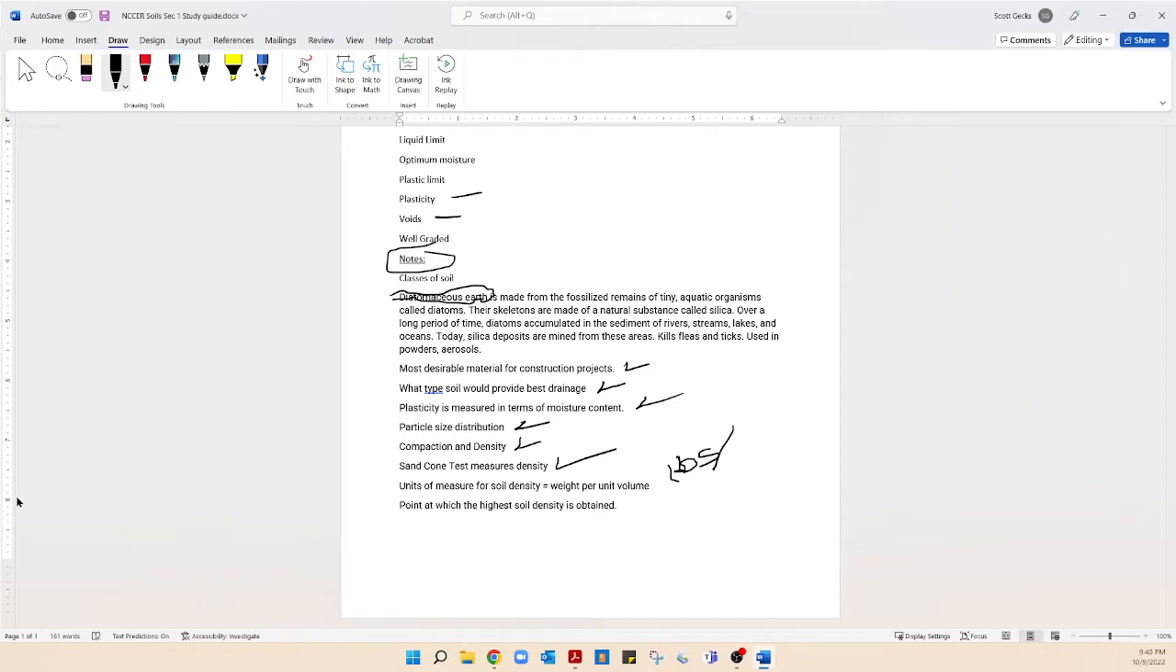per cubic foot. That's how it's measured. Ooh, look at that. Pounds per cubic foot. In other words, the more weight that you can get into the same volume means that the more dense your soil is. Point at which high soil density is attained. Again, that's probably the last page in the module. If we have time, we'll go into that.